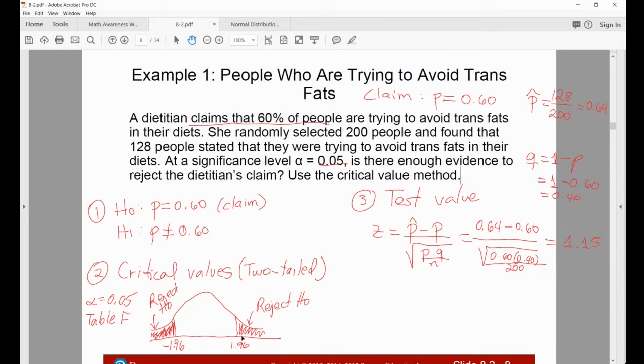So where is 1.15 located? In one of these rejection regions or in the non-rejection region? In the non-rejection region, because 1.15 is between negative 1.96 and 1.96. So it's in the non-rejection region. So what will be the decision? Reject the null hypothesis or fail to reject the null hypothesis? We fail to reject the null hypothesis.